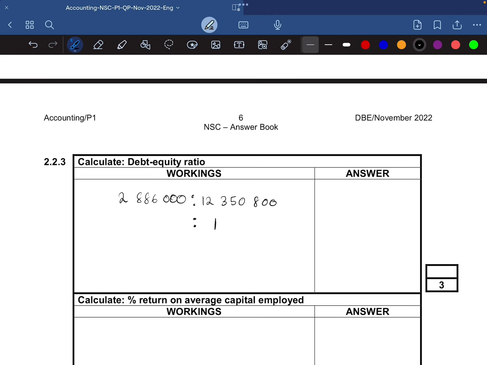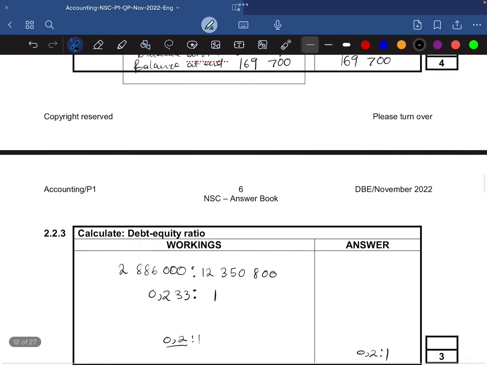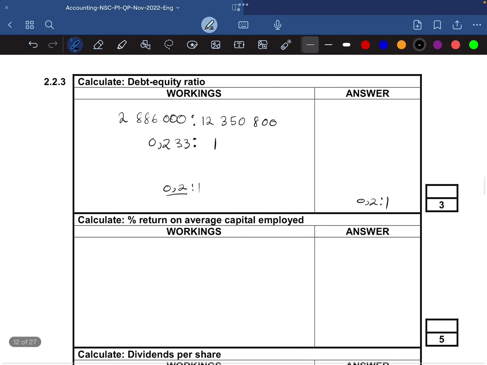It's supposed to be a decimal is to 1. So it's 2,886,100 divided by 12,350,800, and there I'm getting 0.23. But of course you have to round also. It's going to be 0.2 as to 1. So the final answer is 0.2 is to 1. Right, easy and simple.